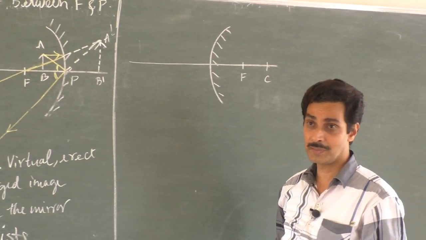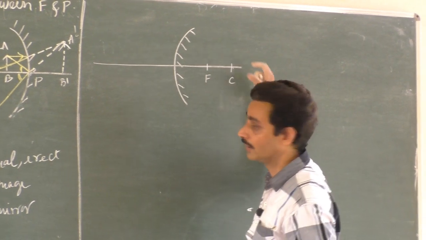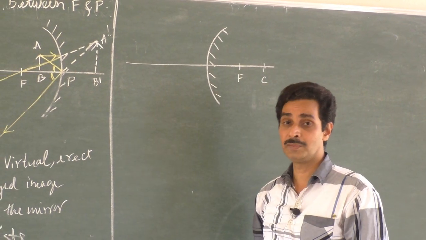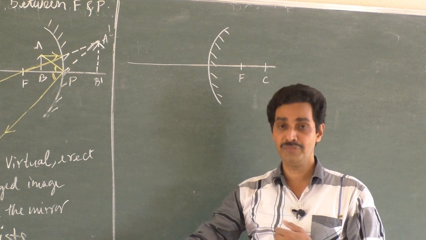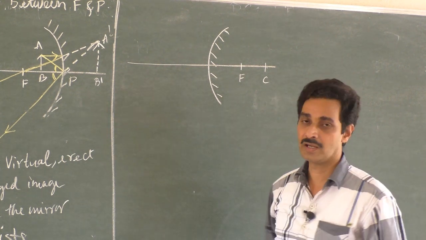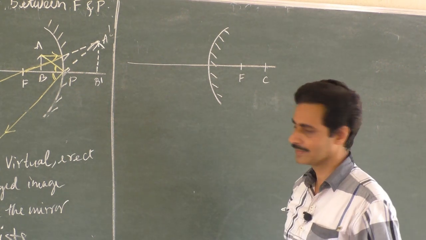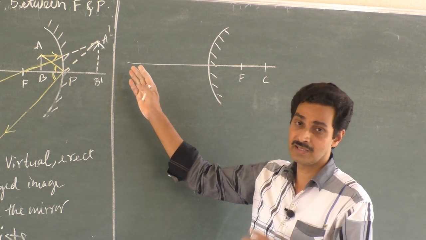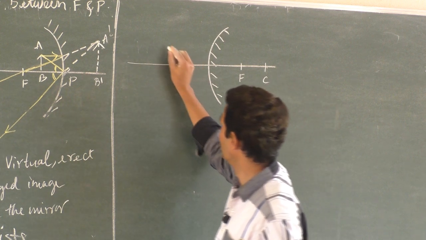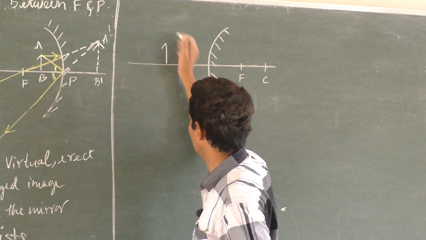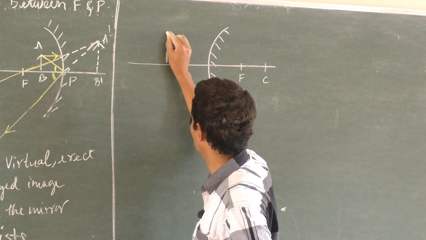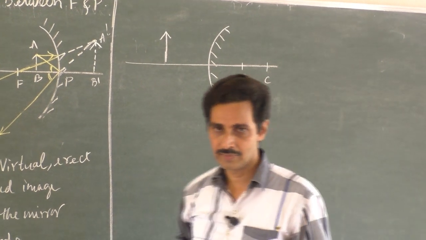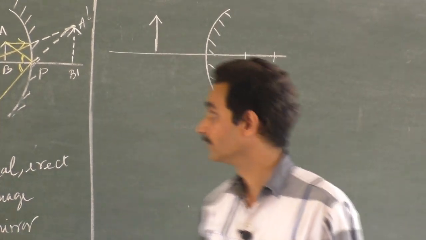So there is no question of placing the object here, here, here, because you don't go behind the mirror and decorate yourself. You should stand in front of the mirror. So in front of the mirror, you have to keep an object. So where will we place it? Any position, because there is no name for a particular position. Keep an object here. Let us take a little enlarged object, because I know that I will get a diminished image.